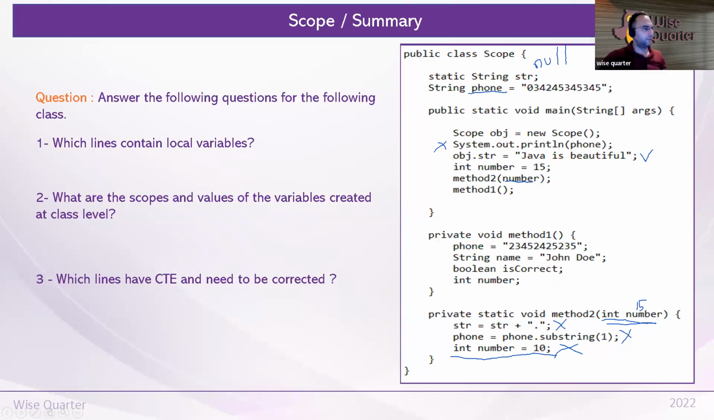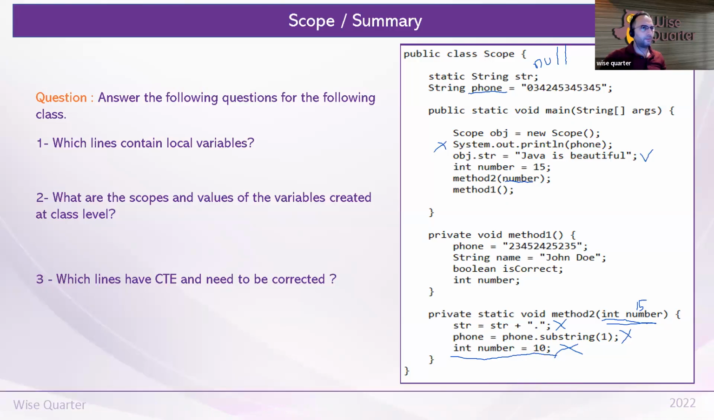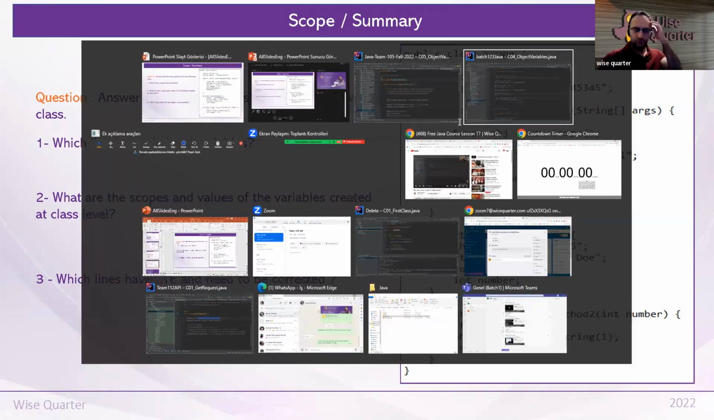Okay, let me check. I hope it is understandable for everybody. I want to check something. So let's review scope, static, and objects. I will create a short version for us to understand.